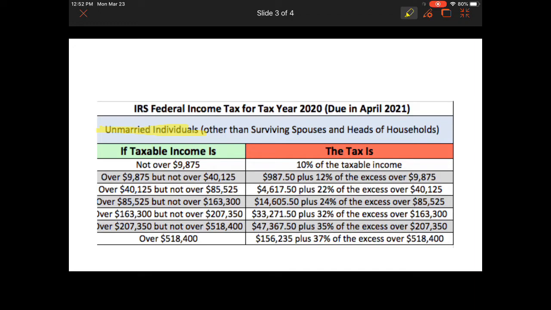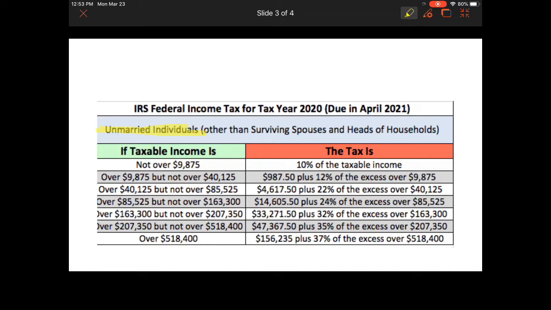So again, taxes, they are proportional. They have horizontal equity, so anybody who makes the same amount of money as you is going to be paying the same amount of taxes. And then you have vertical equity, so somebody who makes more money than you is going to have to pay more money in taxes. But kind of breaking down what all this means, we'll use the example for this one here.